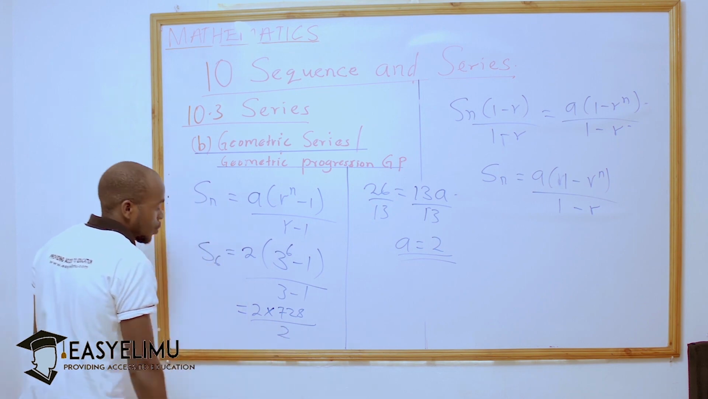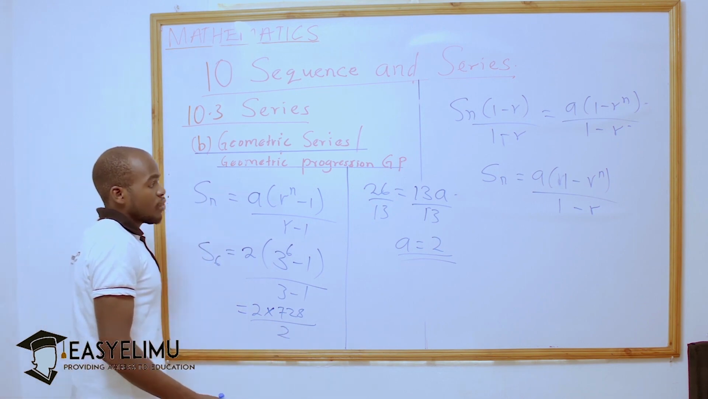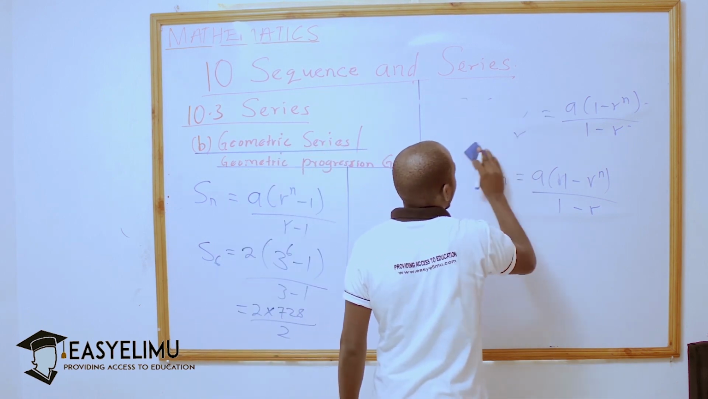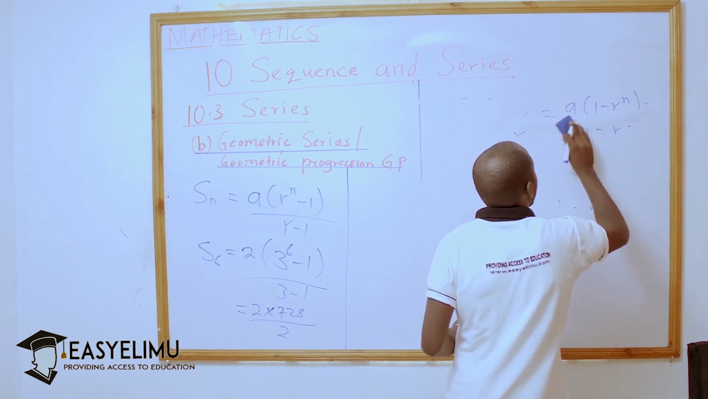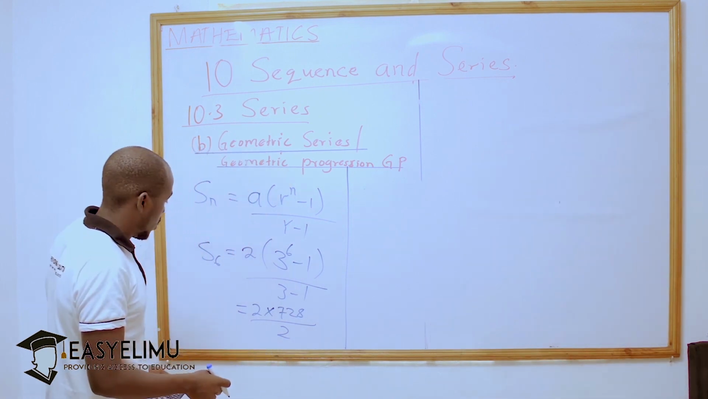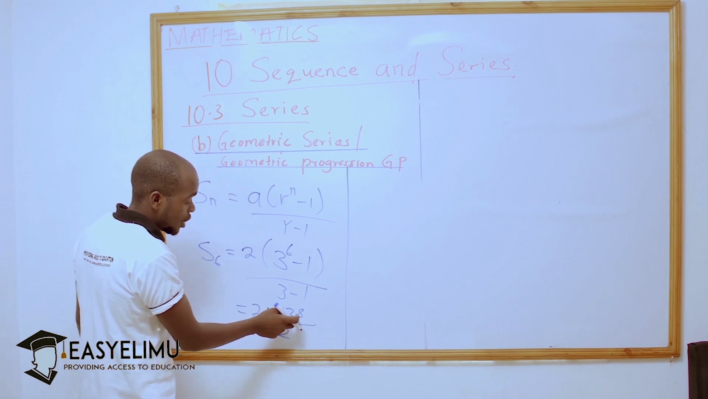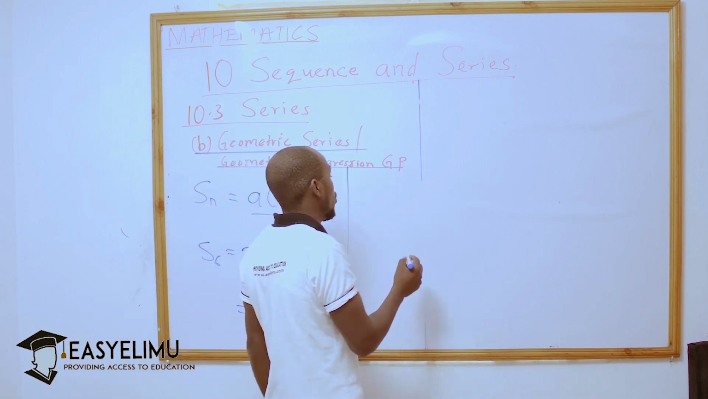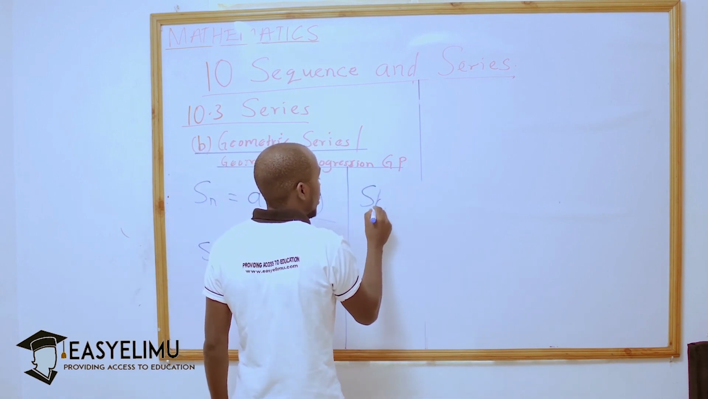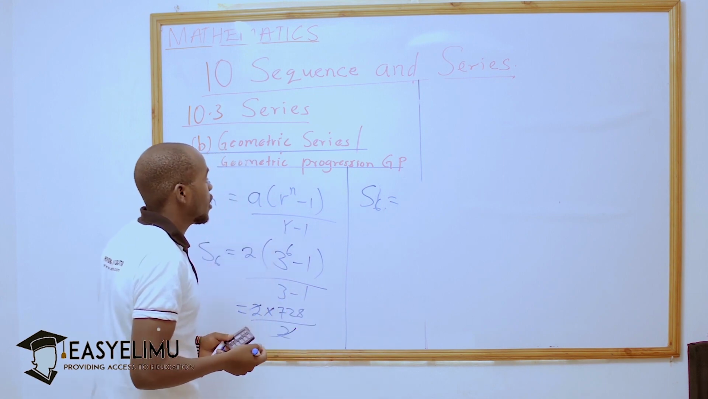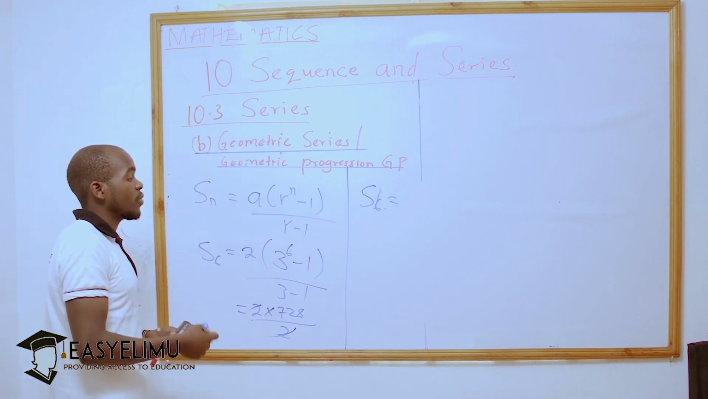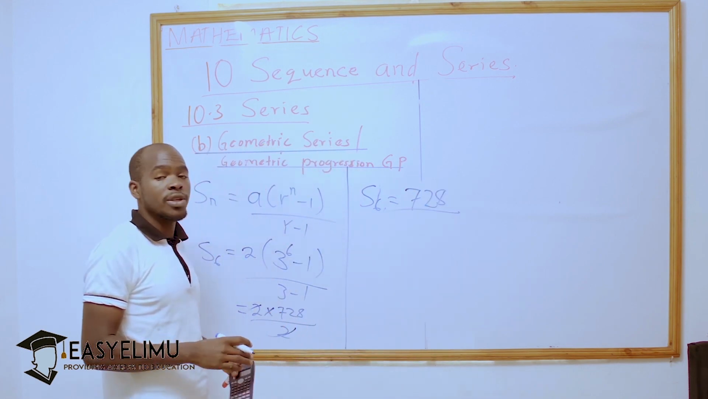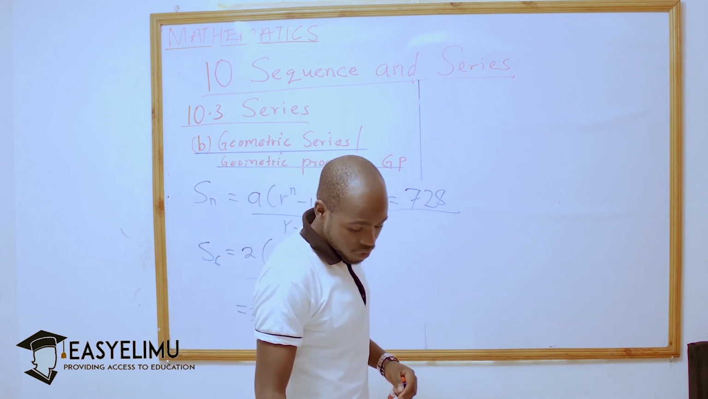Then you divide by 2, and you will get your answer. You take 2 times 728 over 2, and this one will cancel with this, and so S6, the sum of the first 6 terms of the geometric series, will be equal to 728 if common ratio is 3 and first term is 2.